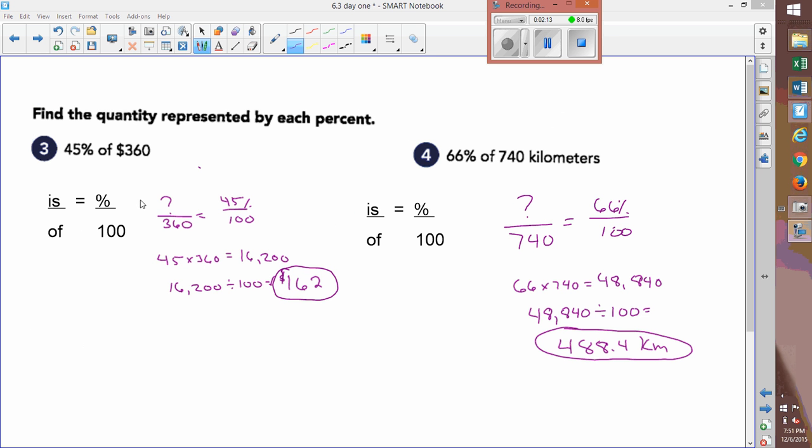Next two questions, find the quantity represented by each percent. These ones are set up for you, 45% of 360. So 360 is going to be your of. 45 over 100, crisscross divide, you're going to end up with 162. Same thing here. It's already set up for you, 66% of 240. So we put our 240 down here, crisscross divide, you're going to end up with 158 and 4/10 kilometers.